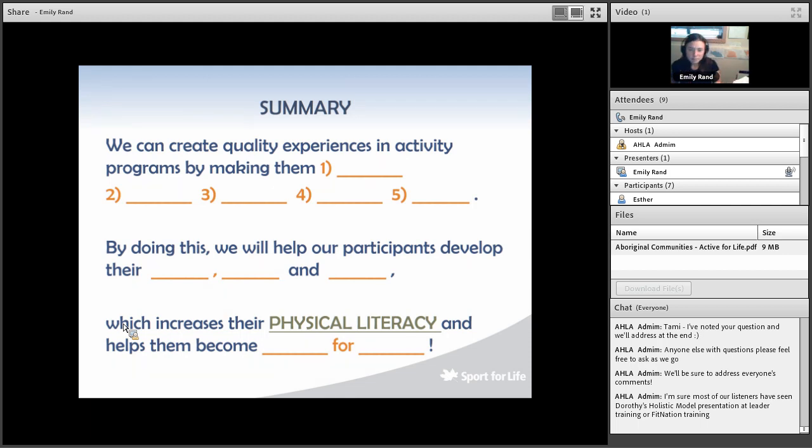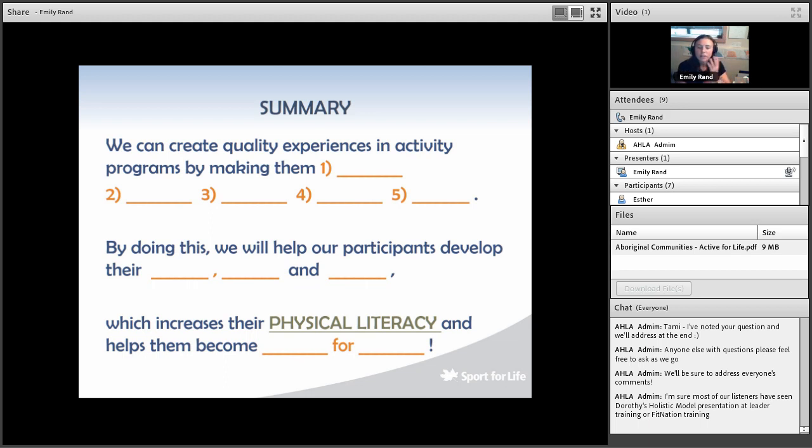We can create quality experiences in activity programs by making them fun, with purpose, everyone included and participant-centered, progressive and challenging, and always moving. And by doing this, we will help our participants develop their movement skills, confidence, motivation and enjoyment, which increases their physical literacy and helps them become, I can just hear people shouting out loud, active for life. That really summarizes all these areas that I've talked about today in this webinar.